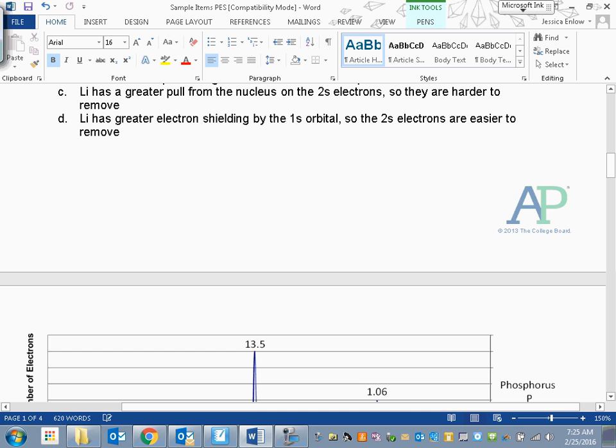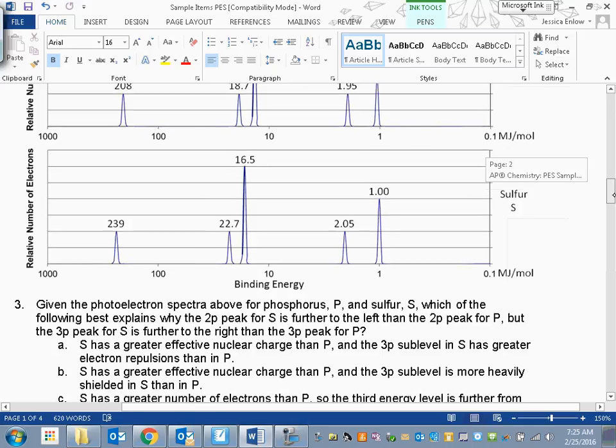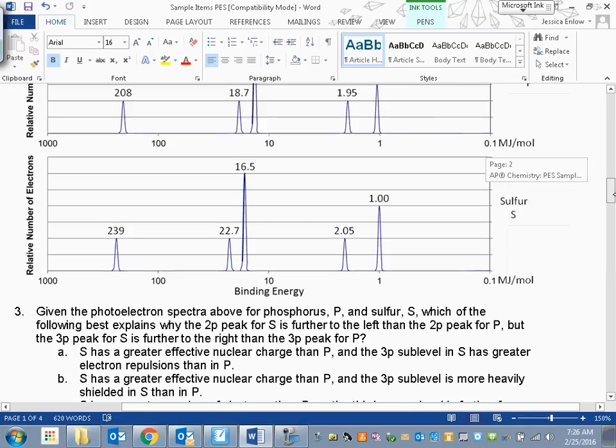Okay. Next one, is this 3? What's your answer for 3? A, okay, so we did have a lot going on in these graphs. Good. Sulfur has greater effective nuclear charge than phosphorus. What does that basically mean? How many protons does sulfur have? Look at your periodic table. 16 protons versus phosphorus.